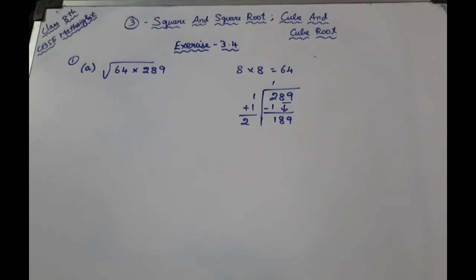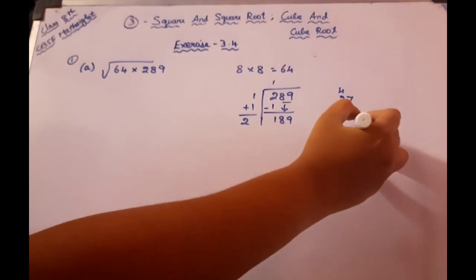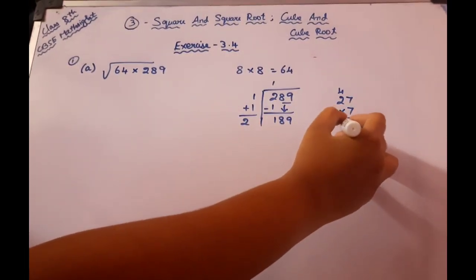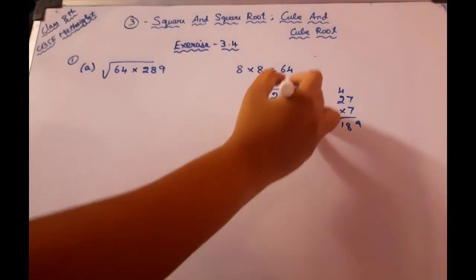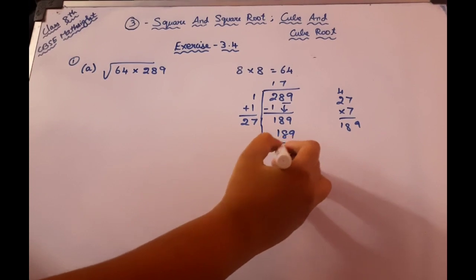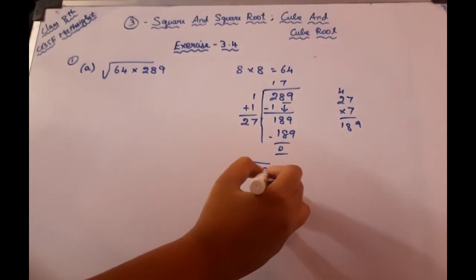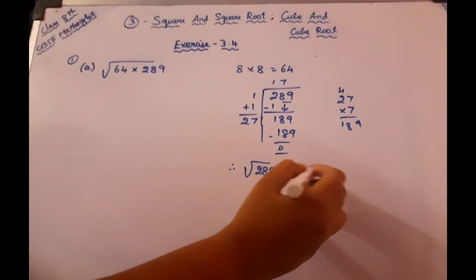Now we have to multiply the number 2 with 7. 7 into 7 is 49. 7 twos are 14 plus 4 is 18, 189. So 27 into 7 is 189. So the remainder will be 0. Therefore the square root of 289 is equal to 17.